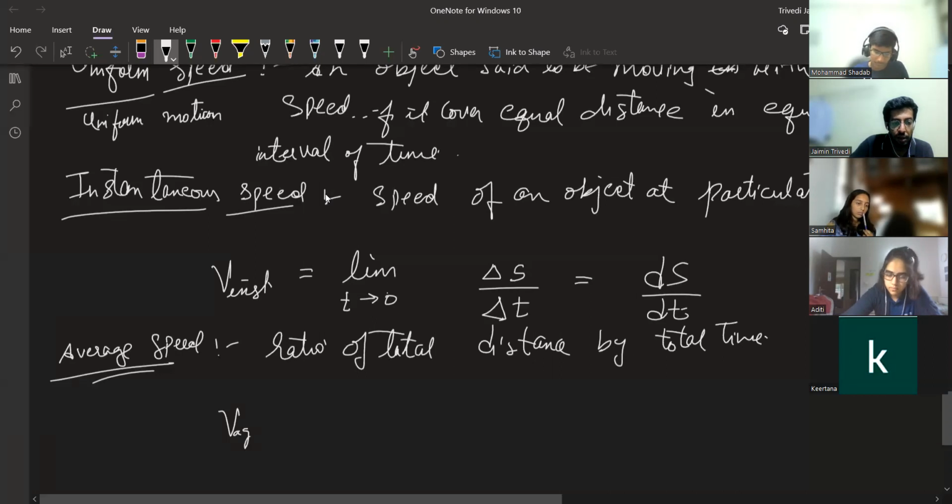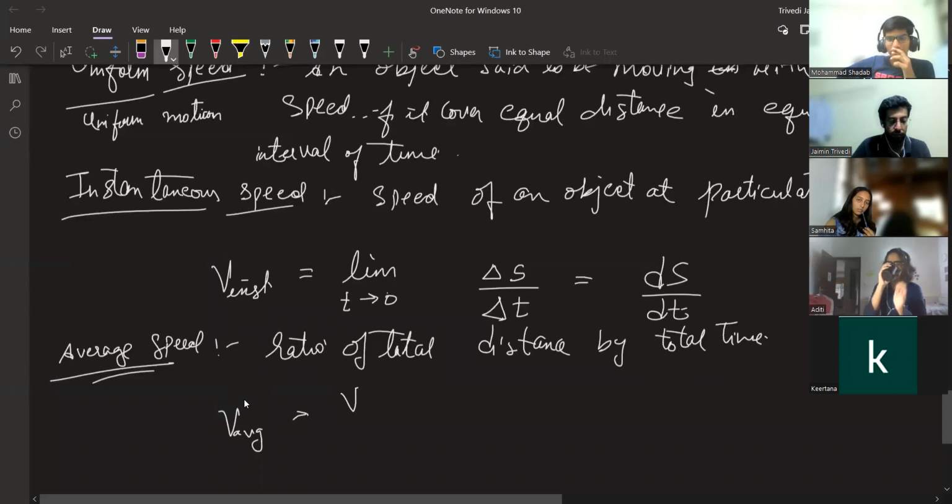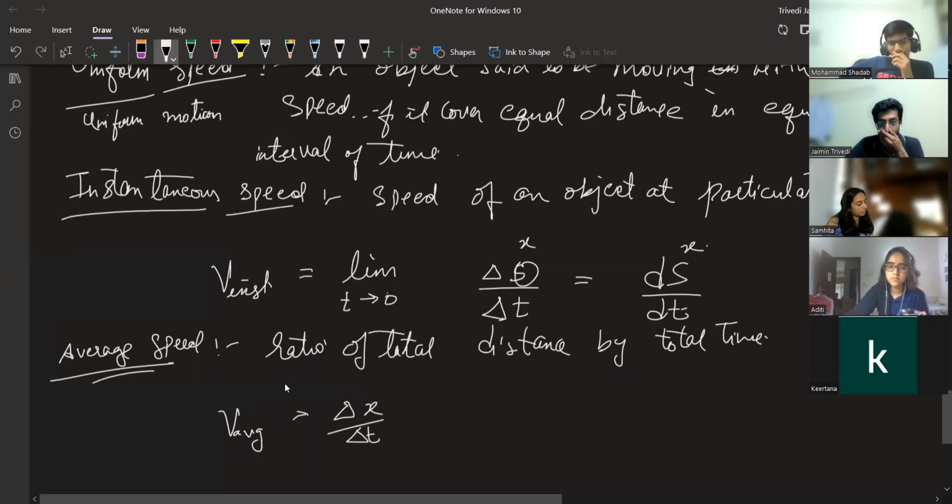So V average equals delta x by delta t. We'll change this to x, so it will be easier, because we will take it for displacement also. We need some variable for displacement.